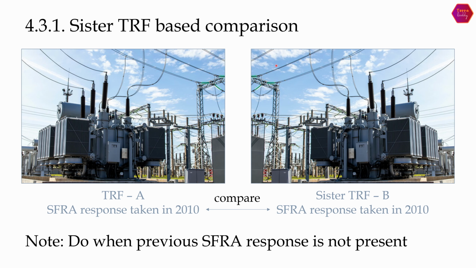Next we have sister transformer-based comparison. Two transformers are said to be sister transformers if they have the same make, same month and year of manufacturing, same voltage level and vector group, same volt ampere rating, similar percentage impedance, and preferably adjacent serial numbers. If such transformers are present, then their respective responses can be compared with each other. But this comparison method is to be performed only when the time-based comparison method cannot be done.